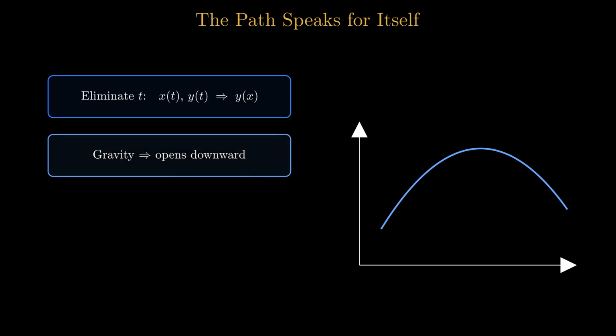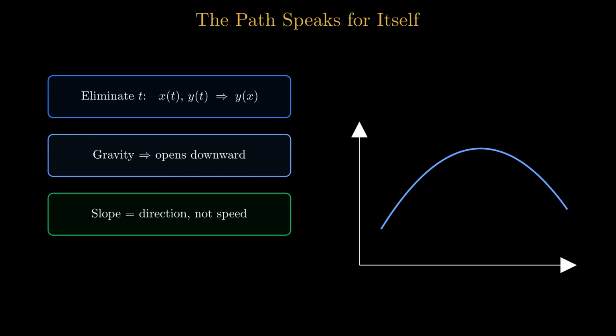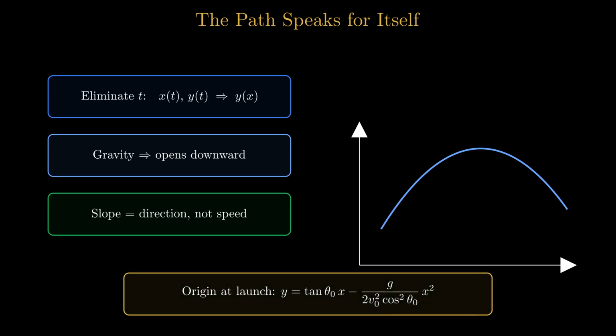Its downward opening curvature comes from gravity. Its slope at any point gives the direction of motion, though never the speed. And anchoring the origin at the launch point strips the equation down to two clean terms. The path finally speaks for itself.